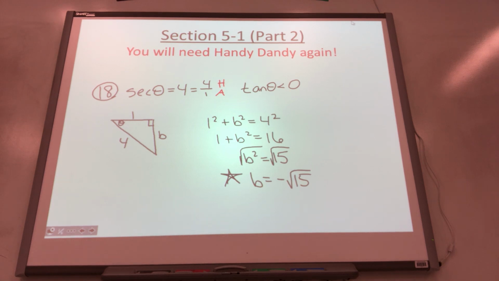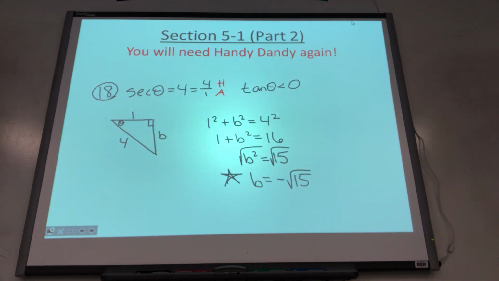The title of this section, I had it up here yesterday. The title of the section was something about using fundamental identities. We didn't really use any identities yesterday, and so that's where we're going to get into some new stuff today. So I strongly suggest that as we go through the lesson, you have your handy dandy out in front of you. And we're using identities today.